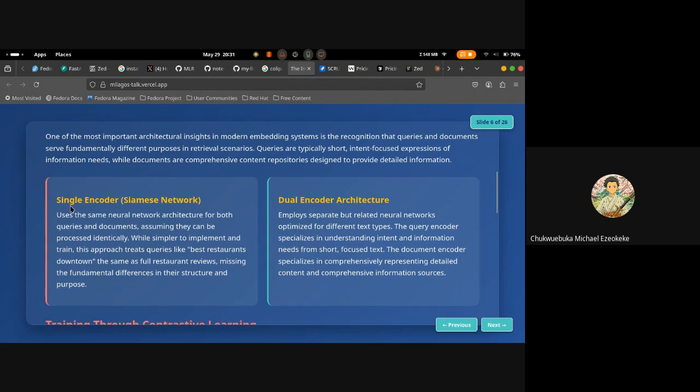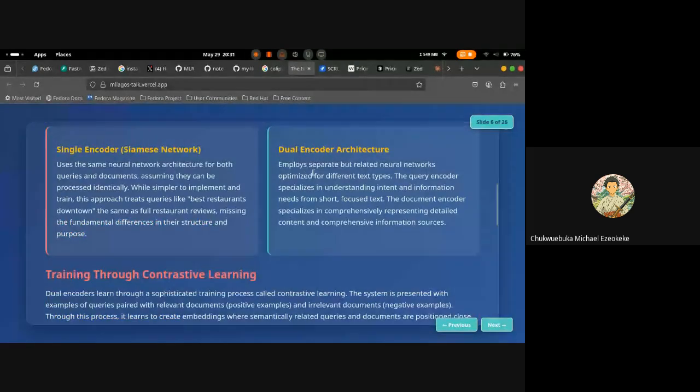A single encoder uses the same neural network architecture for both queries and documents, and assumes they can be processed identically. This approach might look simple to implement, but it is not that effective. For example, it might treat a query like "best restaurant downtown" the same as full restaurant reviews, which misses fundamental differences in their structure and purpose. With a dual encoder architecture, you can separate the query encoder and the document encoder so that their contexts don't get mixed.